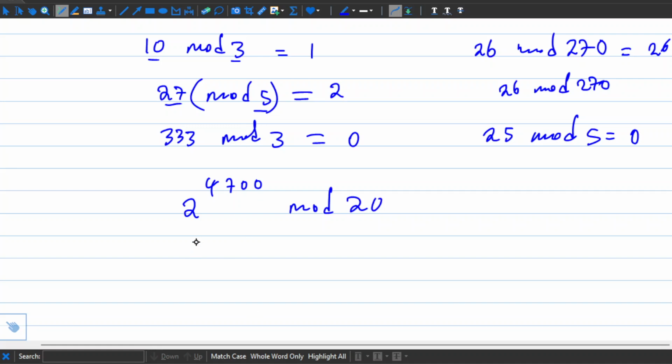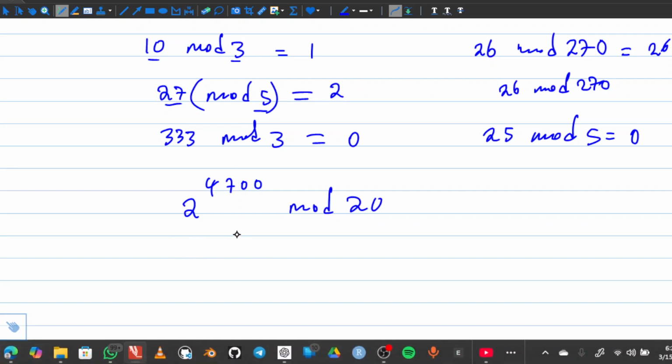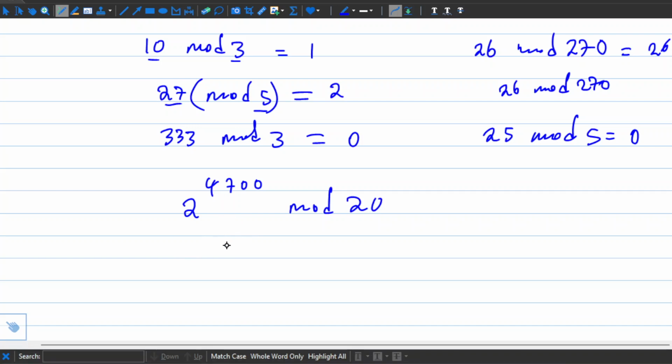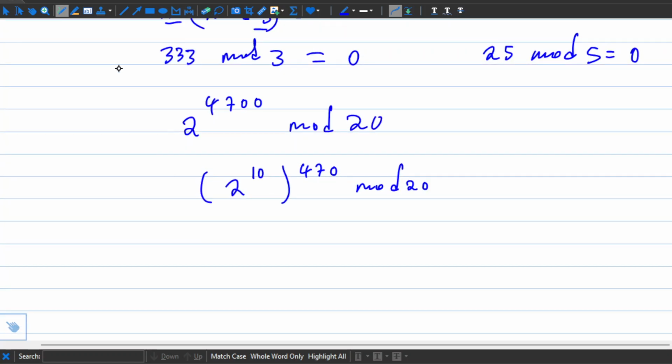So what you do is you use the Chinese theorem. So what you do is you break it down. So you say this 2 can be simplified as 2 to the power something like 10, then the power 470 mod. So you could do something like that. So you're just breaking down. So you know that 10 times 470 will give you back that. Then what you do is you compute 2 to the power 10 mod 20.